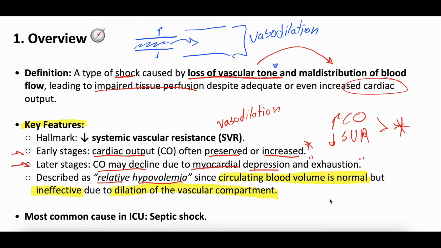So the effective amount of volume is less, despite the total volume being the same. Hopefully that makes sense. And again, we're going to go through it more as this episode goes on. So if it doesn't make sense now, hopefully it'll fall into place as things continue.